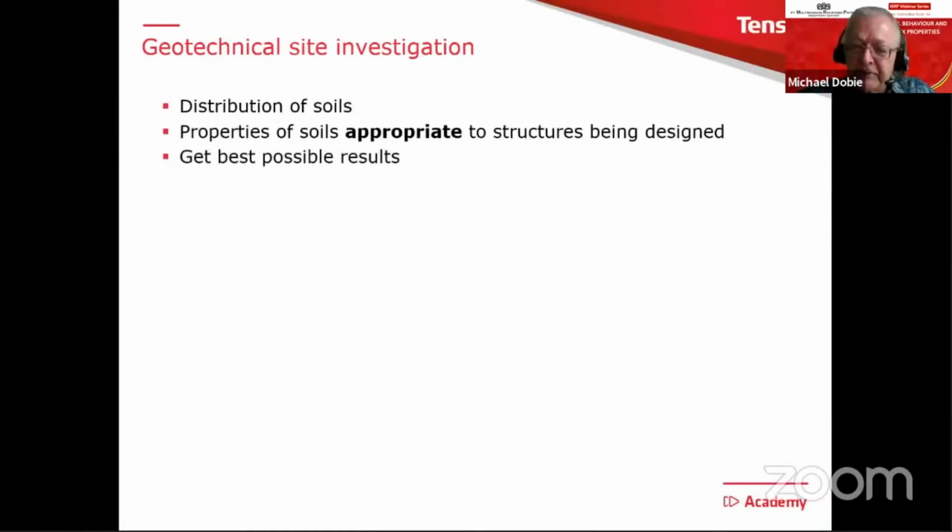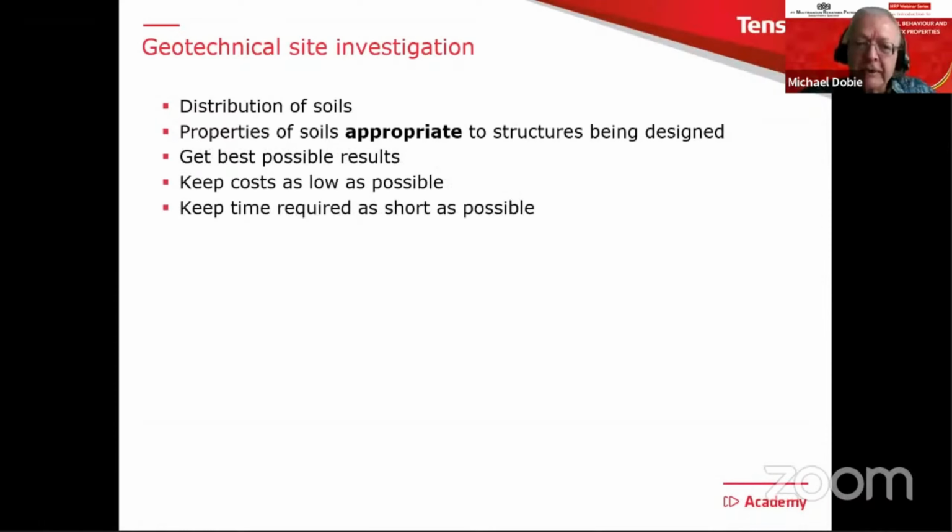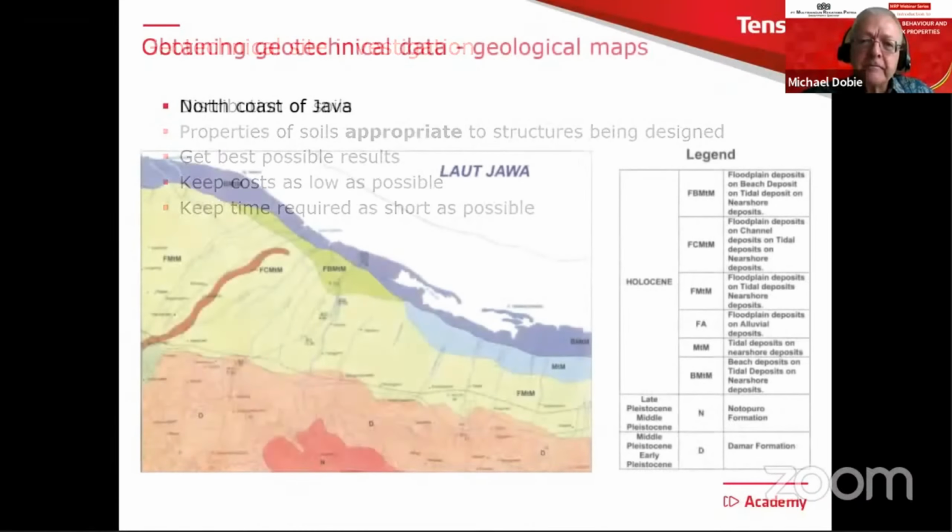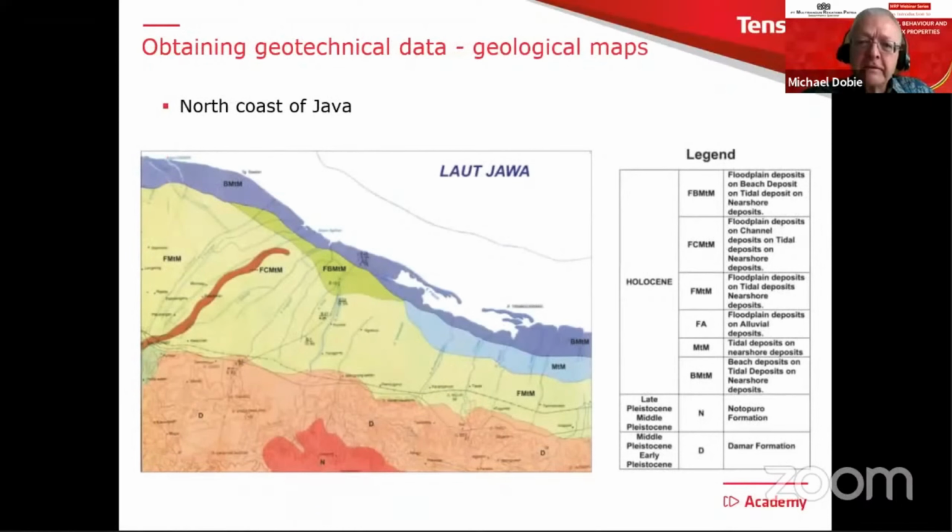Of course, we want to get the best possible results. We want to keep costs as low as possible, and we want to do it quickly, because no one wants to spend too long on site investigation. This can all be optimized, and some of the techniques we'll talk about in a later webinar will look into that. Of course, one quick source of data is to have a look at geological maps and other published information. This can be a very useful source of data, and there we can see part of the north coast of Java. And if you look at the legend on the right, you'll see mention of Holocene deposits and other ones.